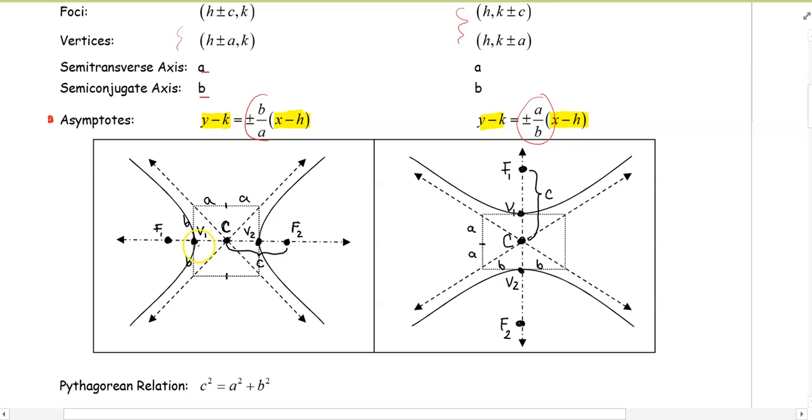So, vertices. I'm going to plot these and emphasize these in red. Notice the difference: a hyperbola has the focal points further out than the vertices, unlike the ellipse. And the hyperbola, like the parabola, likes to hug those focal points.